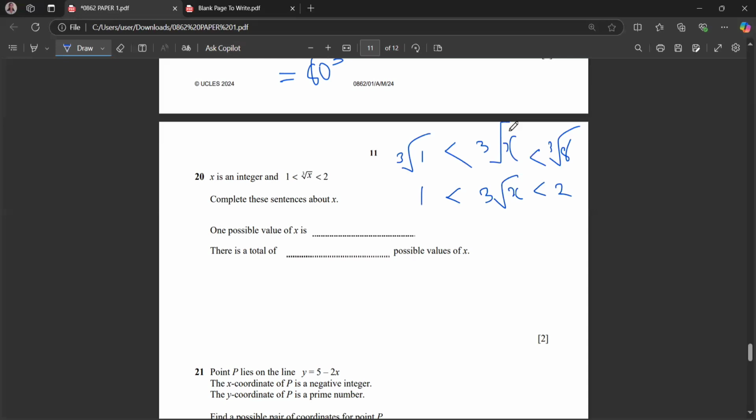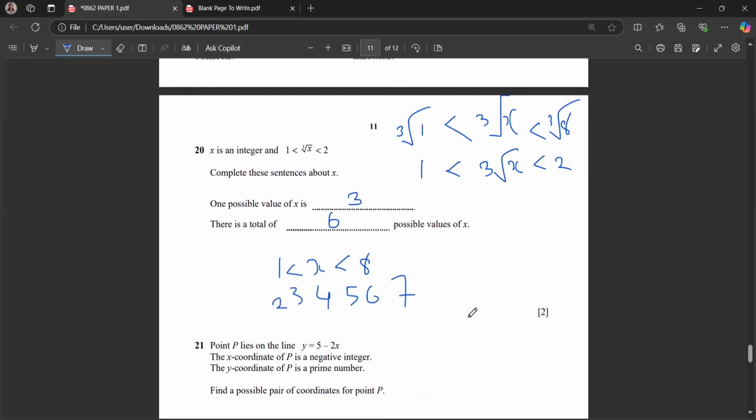That means x is between 1 and 8, right? X is greater than 1, but less than 8. So the possible numbers are 2, 3, 4, 5, 6, and 7. So one possible value, you can pick any of these and write. I'll just write 3. There is a total of how many possible values? 6, isn't it? I hope it's clear.